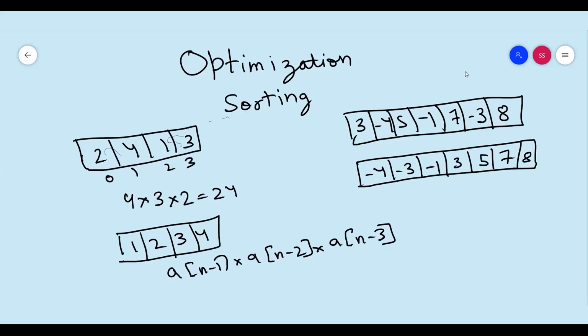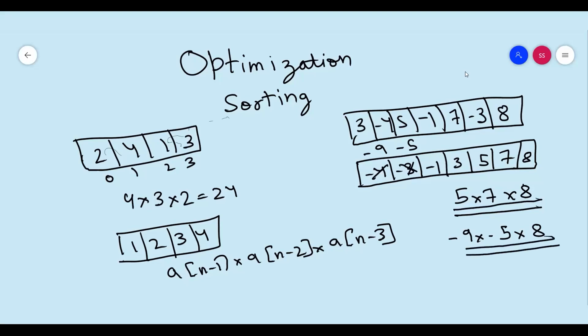Here the maximum product will still be the product of the three greatest numbers, which is 5 into 7 into 8. But if this element at the place of -3 was something like -5 and this -4 was something like -9, then the maximum product we would get would be -9 into -5 into 8. We can see a trend here. To make the product positive, we either need zero negative numbers, or we need an even number of negative numbers, which is 2. Therefore, in our optimal solution, we have two cases. Either we take zero negative numbers or we take two negative numbers.